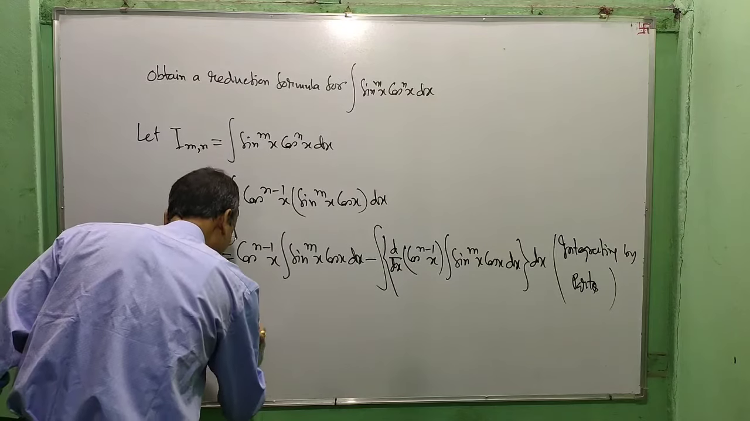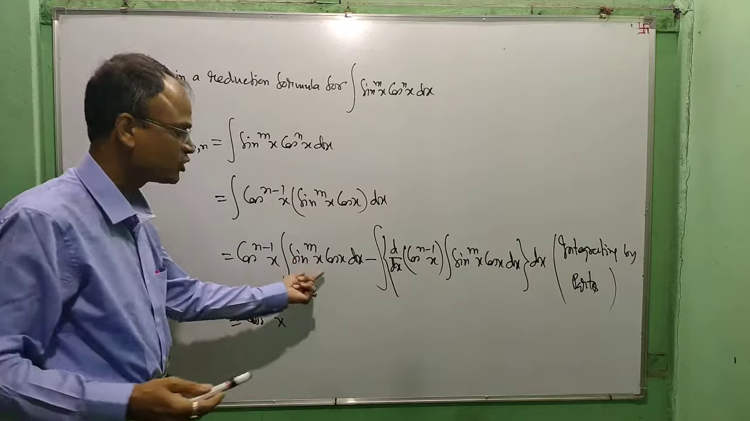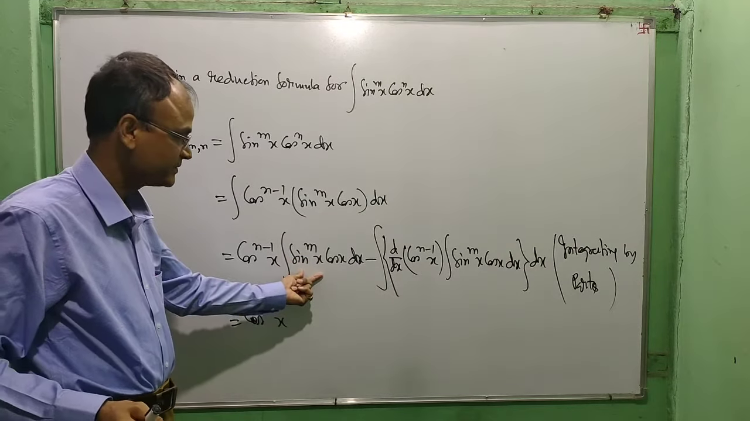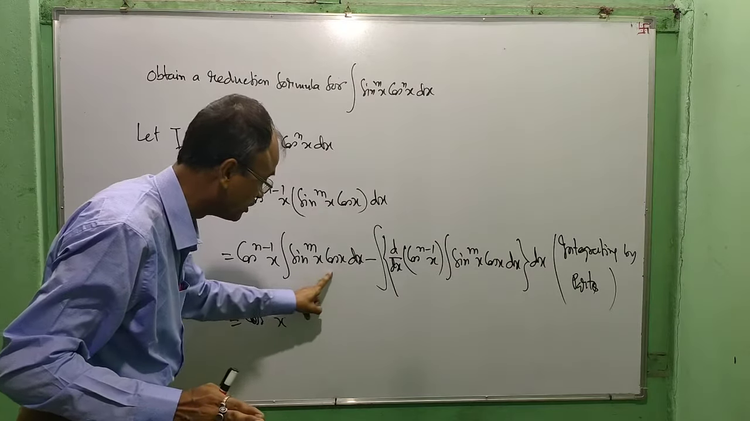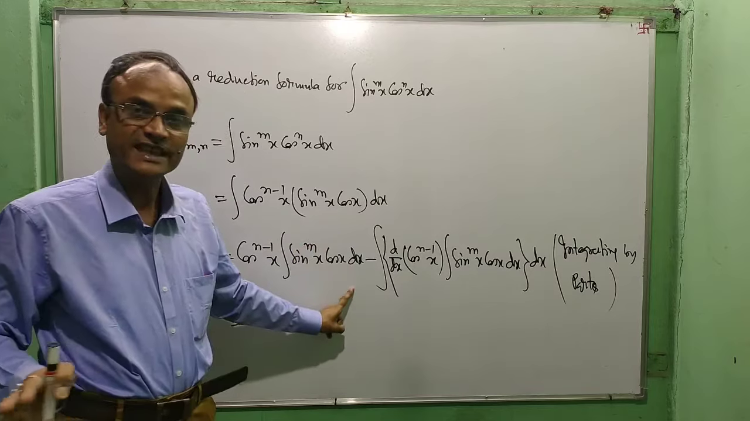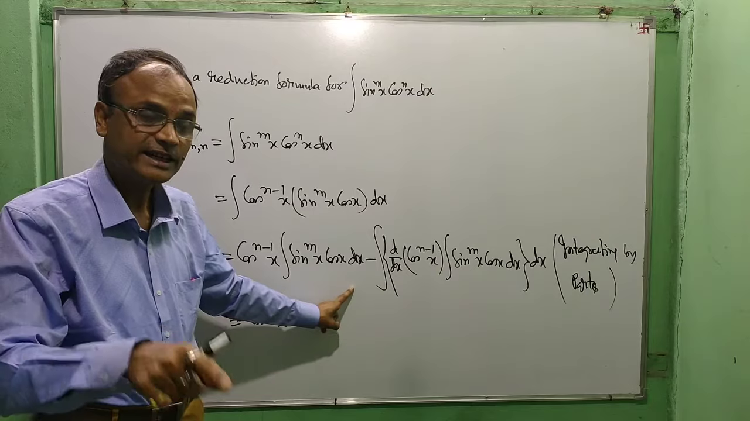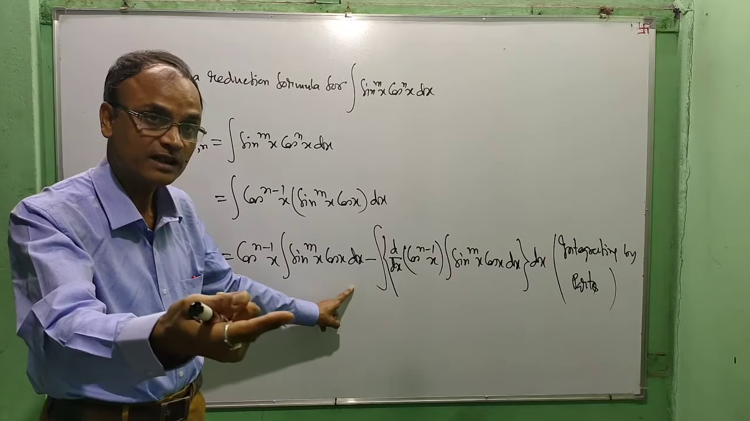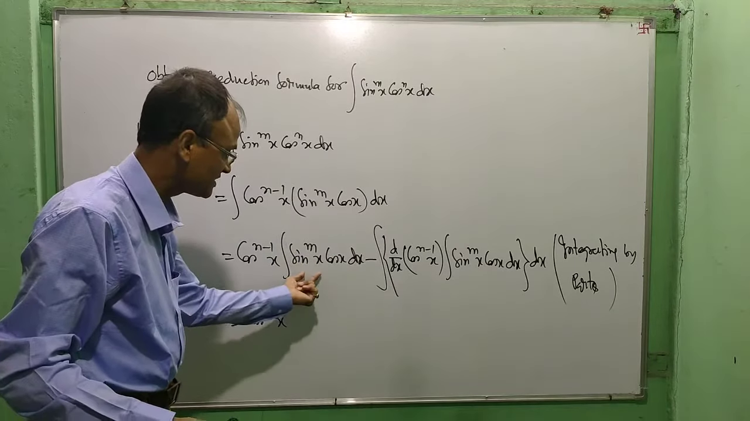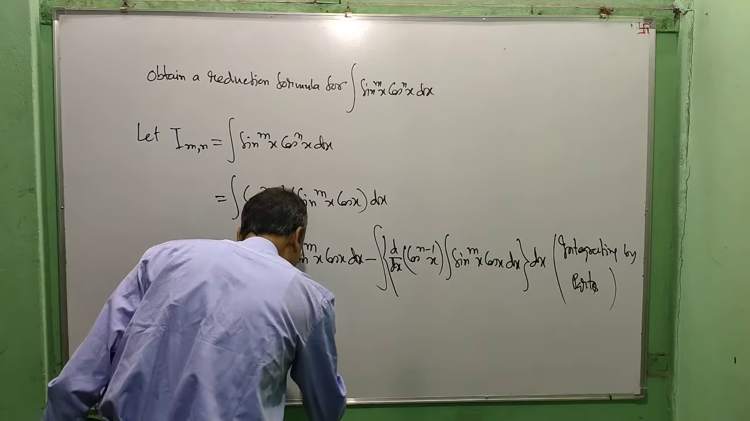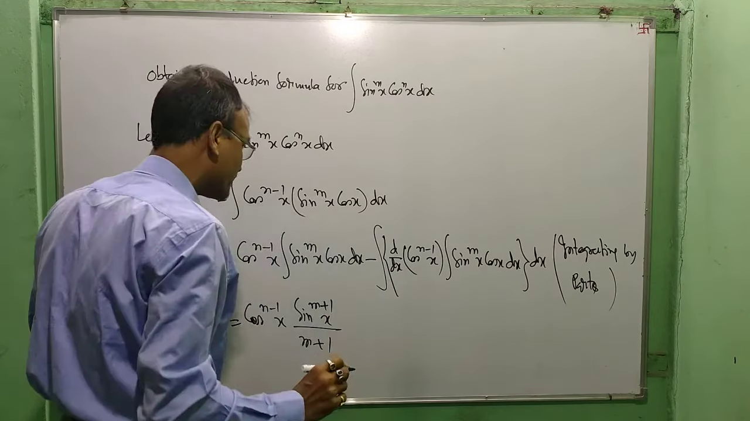Now this is equal to cos to the power n minus 1 x times the integration of sin to the power m x cos x. If you put sin x equal to z, cos x dx will be equal to dz, so we get the integral of z to the power m dz. What is the integration of z to the power m with respect to z? It will be equal to z to the power m plus 1 by m plus 1. What is z? Sin x. Therefore, you will get sin to the power m plus 1 x divided by m plus 1.